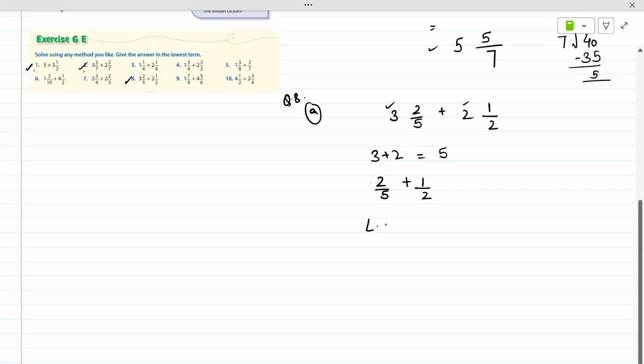For that, we have to take their LCM. LCM of 5 and 2 will be their product. Why? Because they do not have any common factors. Also, they are prime numbers. Okay, so we have 10 here.